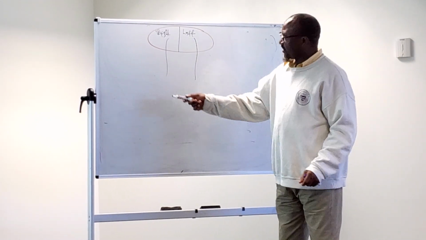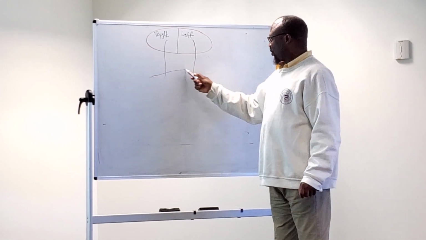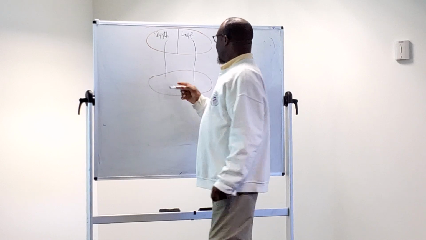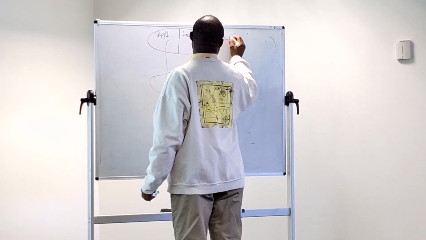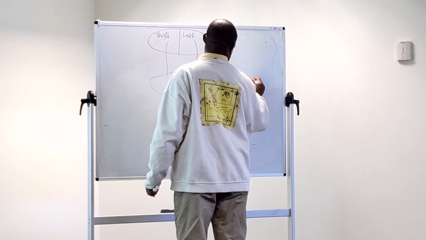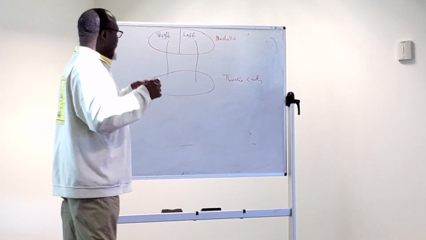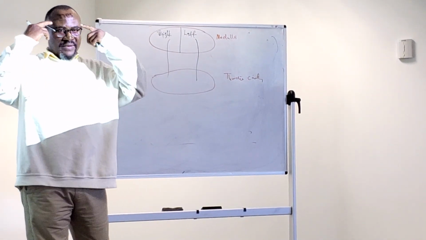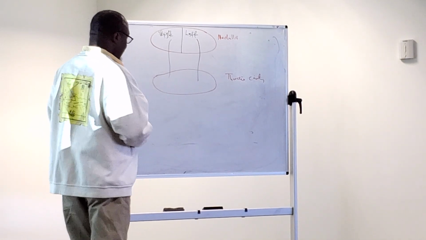So when it leaves the left and the right, it gets to the thoracic cavity. So this is the medulla. This is the thoracic cavity. When these nerves come out from the brain, from the left, and they get to the thoracic region, it divides into two.